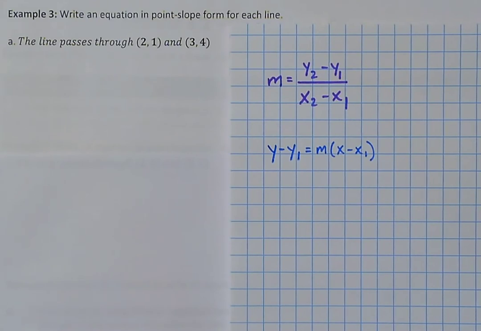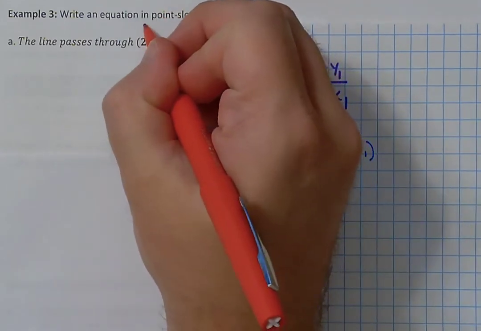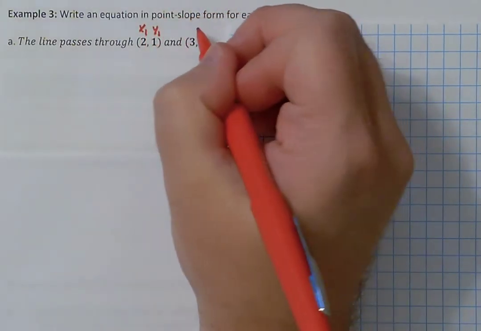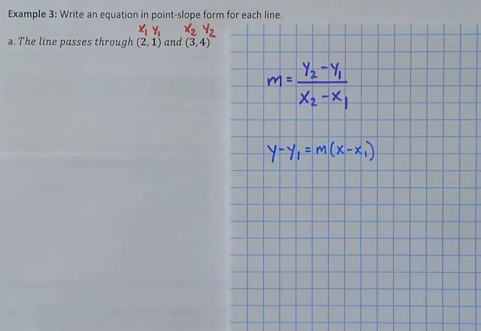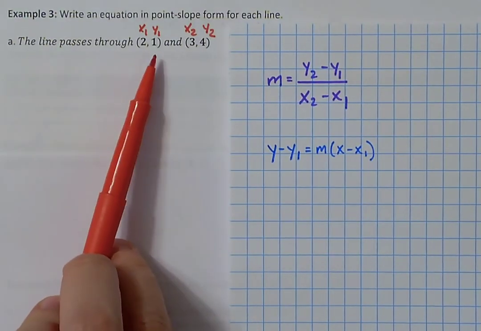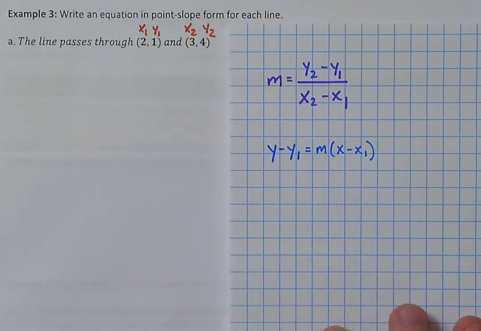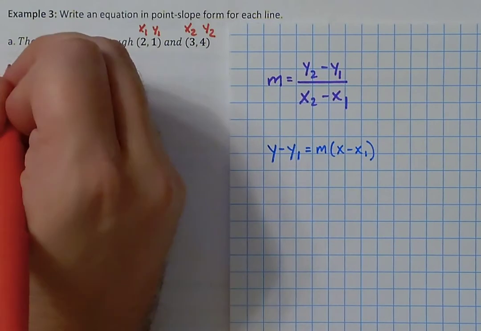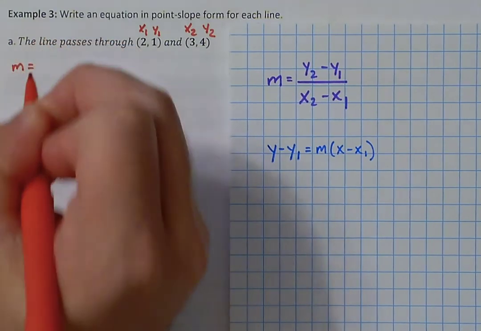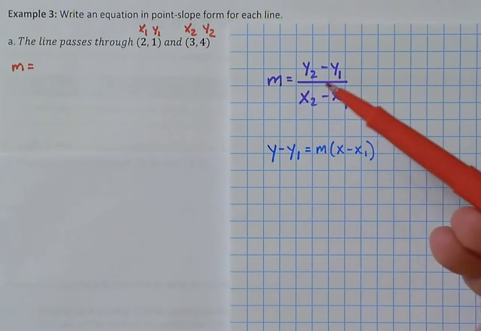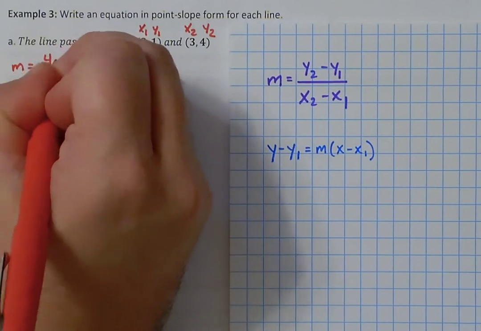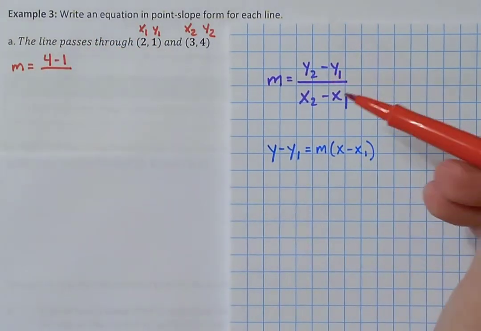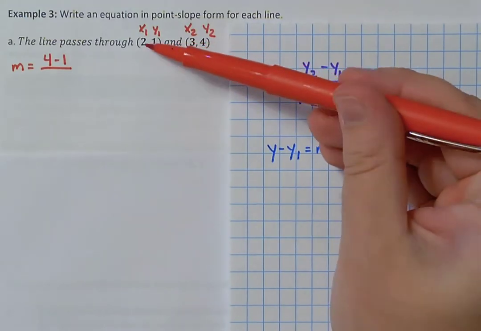So, first thing, let's figure out our slope. I know my x1, y1 is 2, 1, and my x2, y2 is 3, 4. They want us to write an equation of a line that passes through 2, 1 and 3, 4. So let's find our slope first. m equals y2 minus y1, so 4 minus 1, over x2 minus x1, so 3 minus 2.